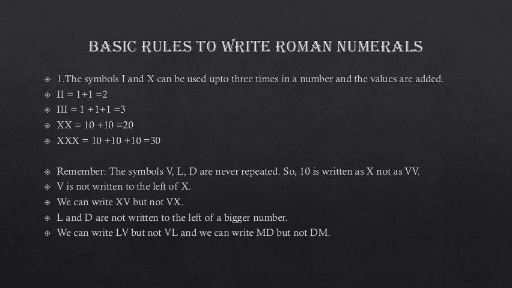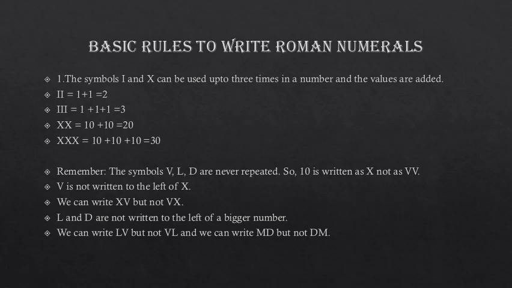So let's start with our first rule, children. A very easy rule. Listen carefully and see on the screen. The symbols I and X. In the previous slide, I have shown you the symbols I and X also. This is the rule for the symbols I and X: they can be used up to 3 times in a number.